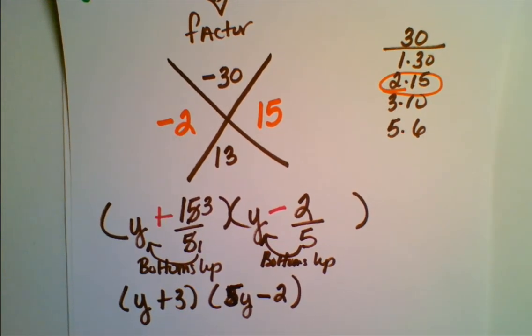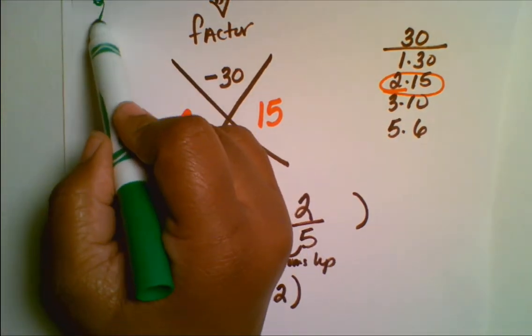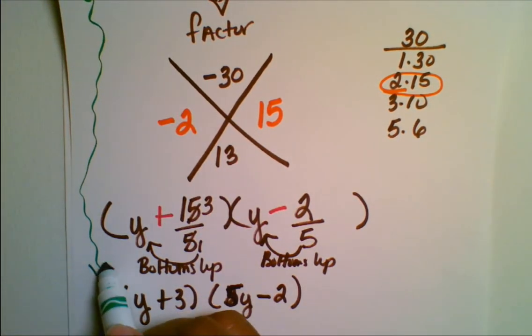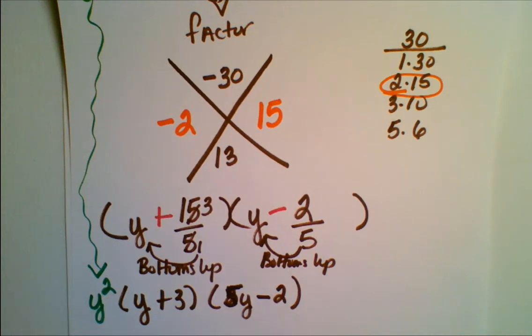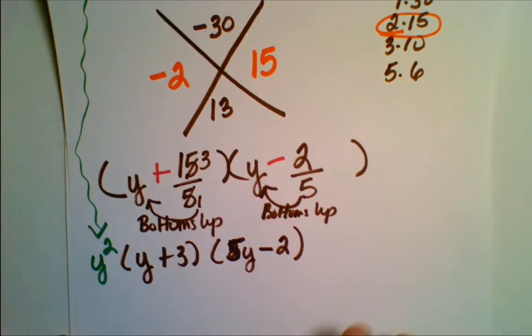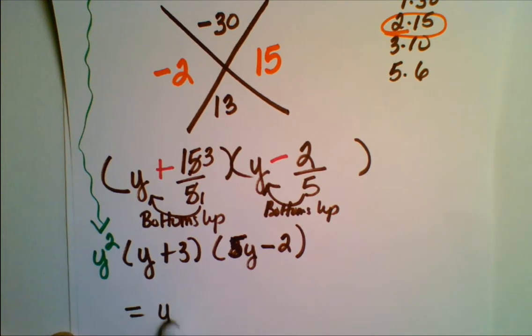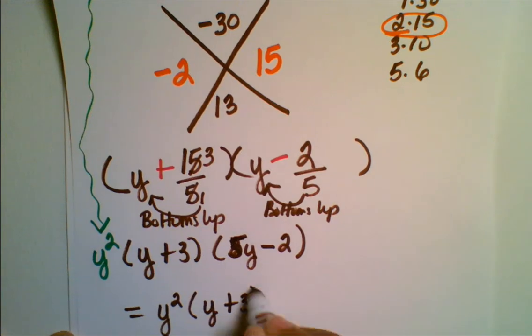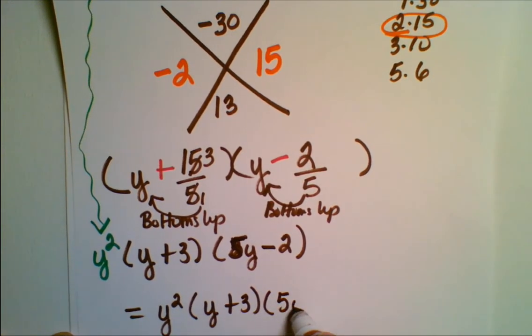So don't forget about the GCF that was factored out at the beginning. So our answer, just to clean it up, our GCF is y squared and our binomial is y plus 3 times 5y minus 2. There you go.